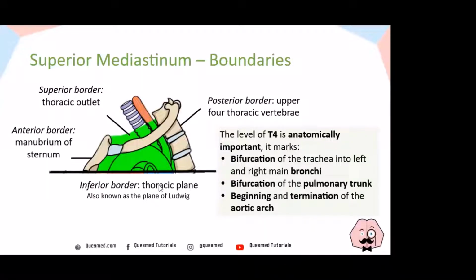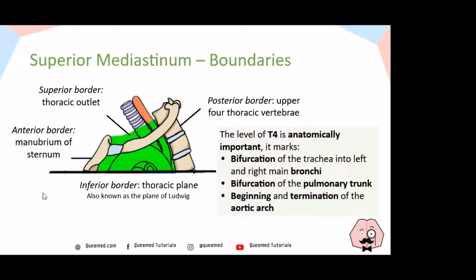So just to cover the boundaries of your superior mediastinum. So again, your superior border is your thoracic outlet, and so that communicates with the root of your neck. Anteriorly, it's your manubrium. So remember that your manubriosternal junction or angle of Louis is the junction between your manubrium at the top and your sternum below. So it's your manubrium only that is the border of your superior mediastinum. Posteriorly, it's your thoracic vertebral bodies, T1 to T4. And inferiorly, it's your pretend line or thoracic plane.